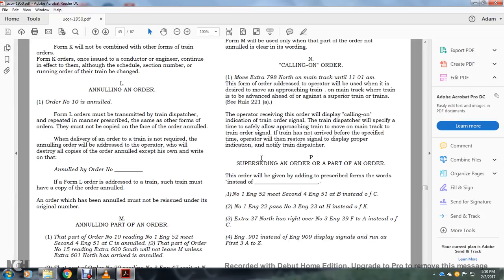All right, Form P. Superseding an order or part of an order. The order will be given and addressed in the prescribed forms, with the word "instead". Number 1, engine 52 must meet second 4, engine 51 at B instead of C. Number 1, engine 22 passing number 3, engine 33 at H instead of K.